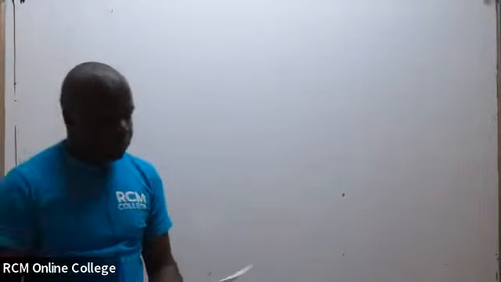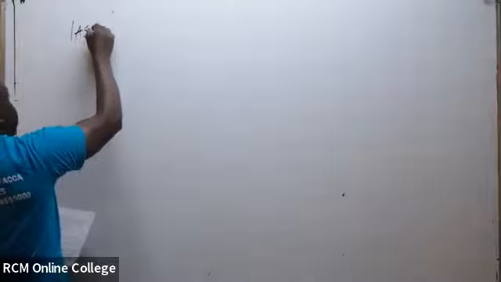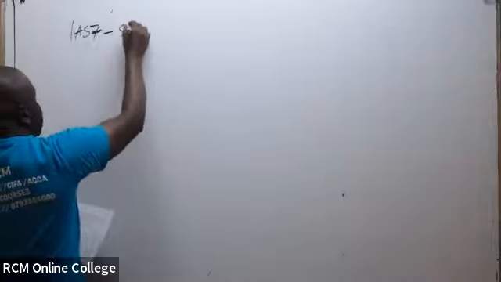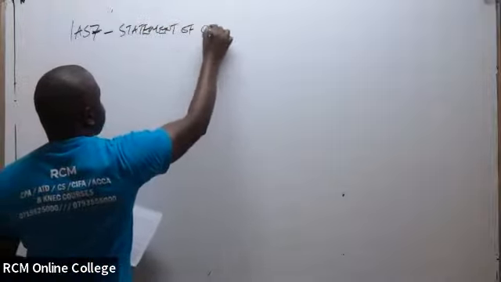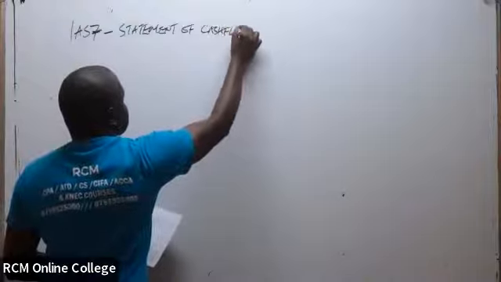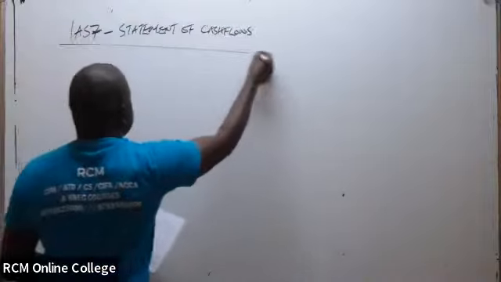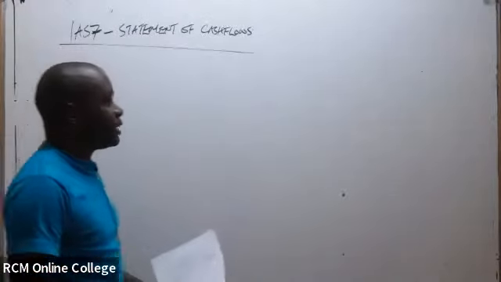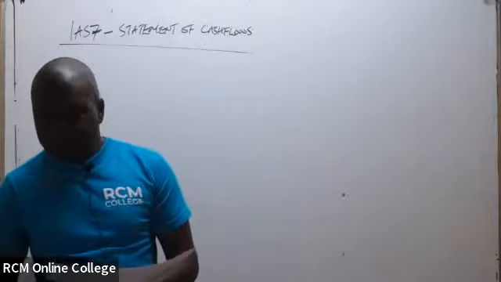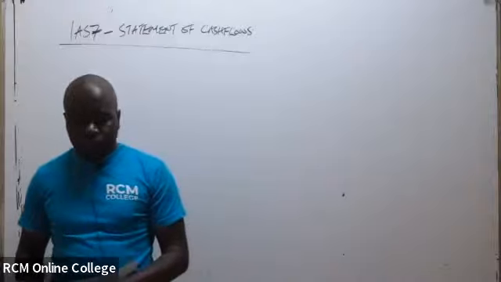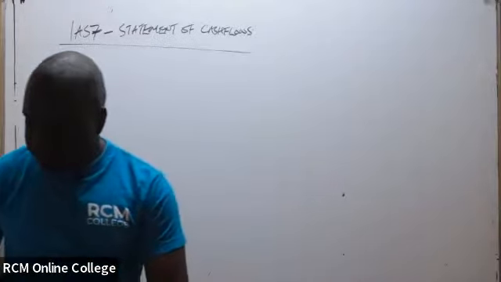So now we change gears a bit in the remaining minutes. I want us to look at International Accounting Standard number 7. This is what? Statement of cash flows. You can write this: IAS 7, statement of cash flows.